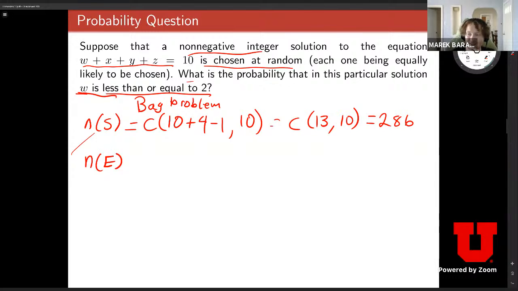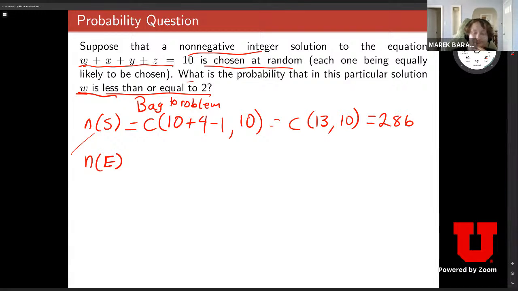So think of the complement event. Okay, yes, sort of. We have a suggestion that we do x plus y plus z equals 8. That doesn't quite work because w still can be like 3 or something. Can you solve the equation for w and do a bag problem like that? I mean, maybe. I think it's going to end up being the same thing.